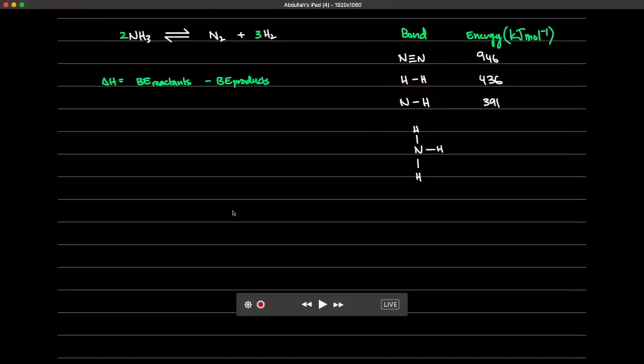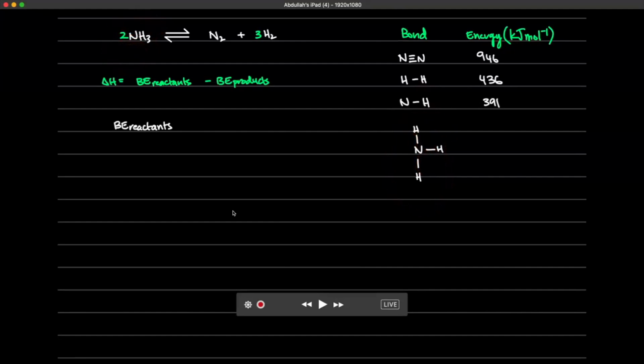But here, right? So let me write this down. So bond energy of reactants, I'll write here. Right? What will the bond energy of reactants be? First, how many NH bonds in total will there be? One ammonia has 3 NH bonds. So 2 ammonias will have how many? There's 2 ammonias here, right? So how many NH bonds will we have? We'll have 6, right? One ammonia has 3, so we'll have 2 ammonias. That means 2 times 3, so 6 NH bonds, right?